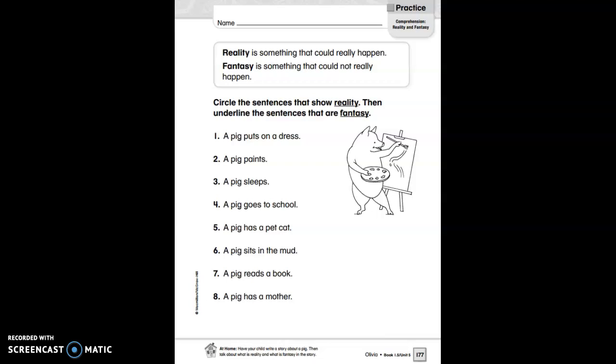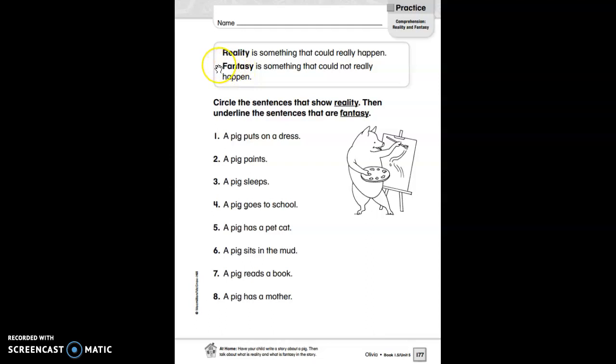Practice book, page 177. Today we're talking about reality and fantasy. Do you know what reality is? It's something that could really happen. Something in life that really could happen.